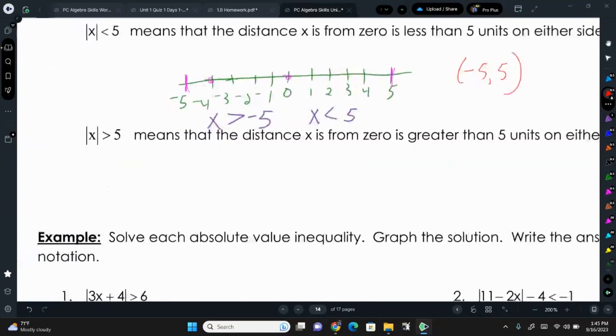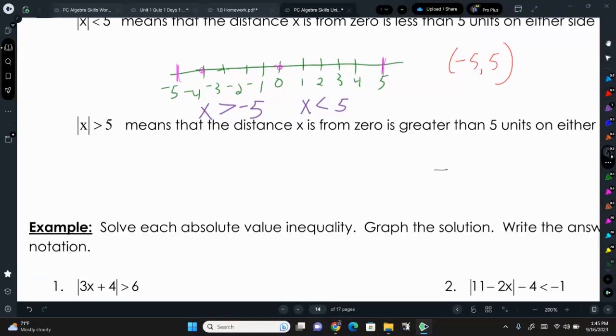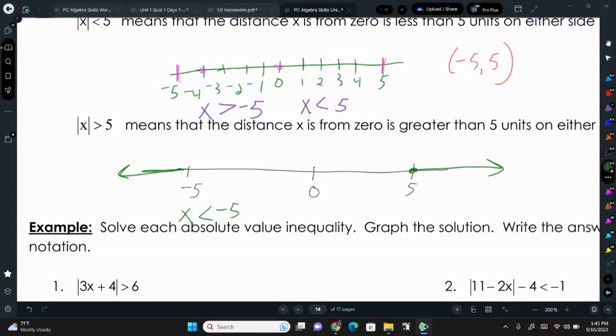Now here, absolute value of x is greater than 5. That means the distance from 0 is greater than 5. So if we have our number line here, we want everything outside. We want this way. Because all those numbers, yes, they're smaller numbers, -6, -7, so on, but the distance away from 0 is bigger than 5. So we'd want x is less than -5, but also everything over here where x is greater than 5.